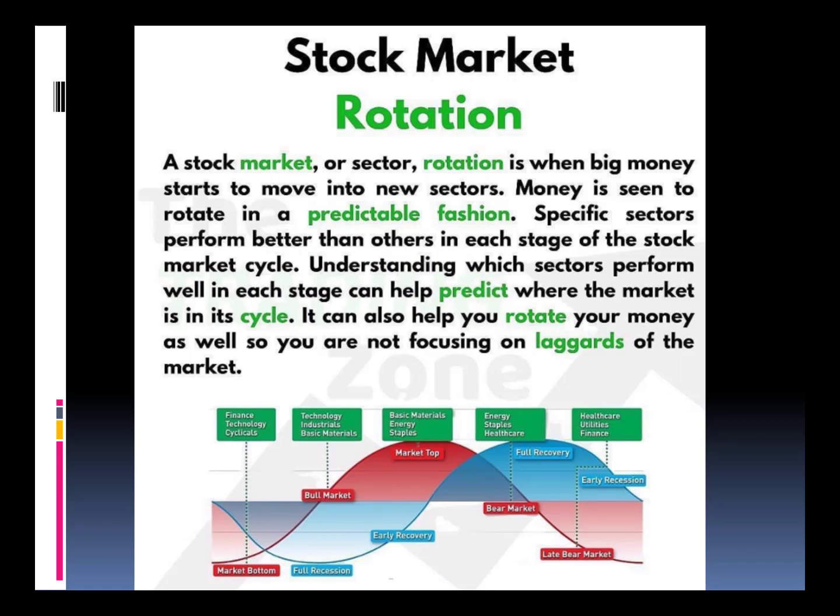Stock market rotation, this is a common theme nowadays between value and growth, and this is important to understand. All markets, all businesses have cycles. So a stock market or sector rotation is when big money starts to move into new sectors. Money is seen to rotate in a predictable fashion. Specific sectors perform better than others in each stage of the stock market cycle. Understanding which sectors perform well in each stage can help predict where the market is in its cycle. It can also help you rotate your money as well, so you are not focusing on laggards in the market.